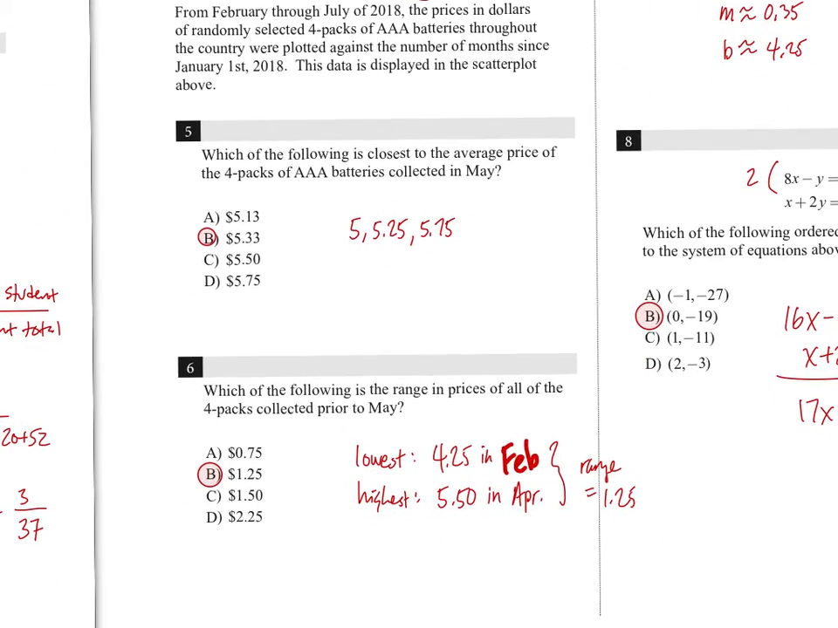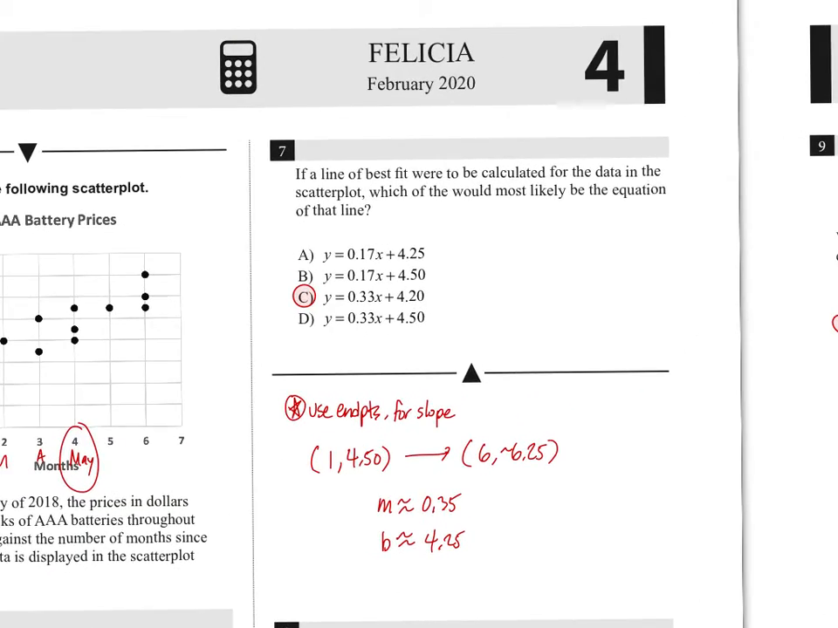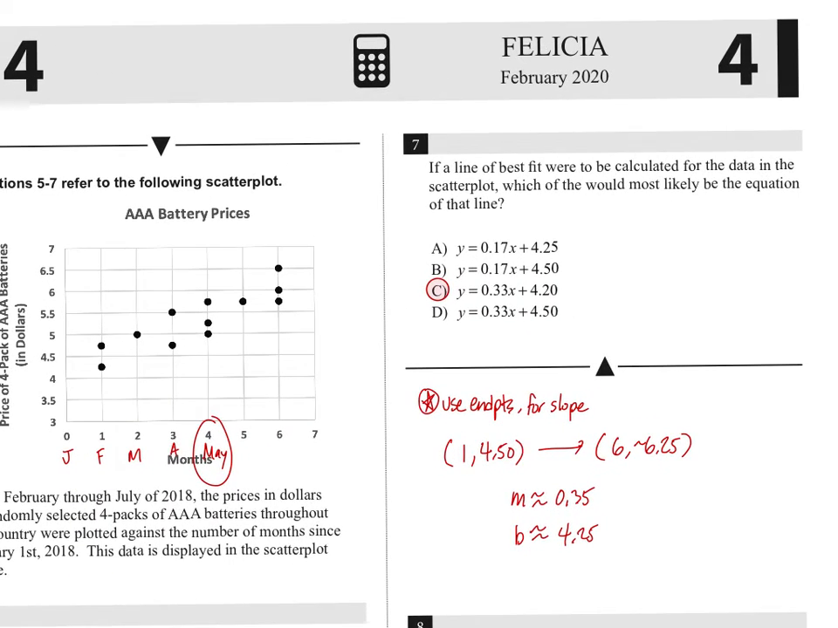And then, of course, the highest is going to represent the highest price. As you can see here, I've extracted that information. It's 4.25 in February. The highest is 5.50 in April. If we take the difference, the range between the minimum and maximum is 1.25.